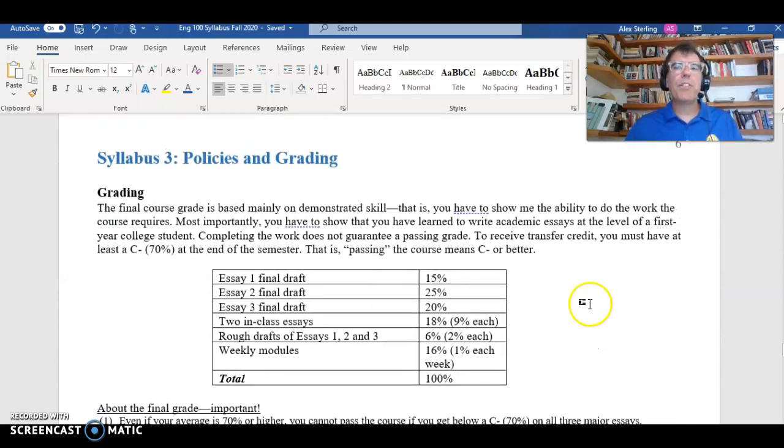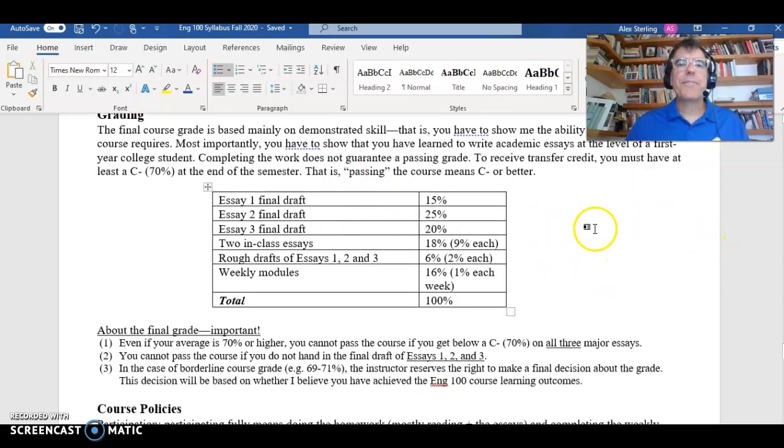All right, policies and grading. It is important to look at this chart. You can see there's 3 major essays. And the final draft of each one is a big chunk of the total course grade. So that means you have to cut the mustard on each essay to pass this course. And then we have the 2 in-class essays, which means basically you get a day to do it. If we were in person, you would do it during class. And then we have rough drafts, and then the weekly module is basically 1% each week. Okay, so these are the major grades.